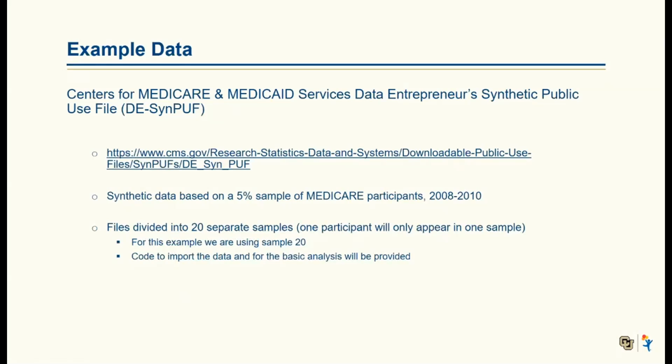To save on storage space, the set was divided into 20 samples, constructed so that any given participant would only appear in a single sample. So, if you only need a small example, one sample may be sufficient. In this example, we'll just be looking at sample 20.